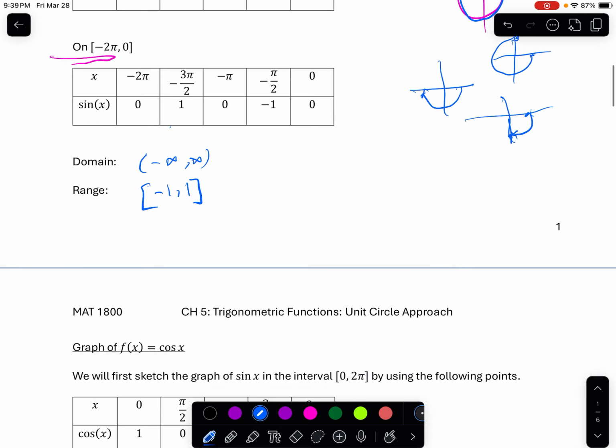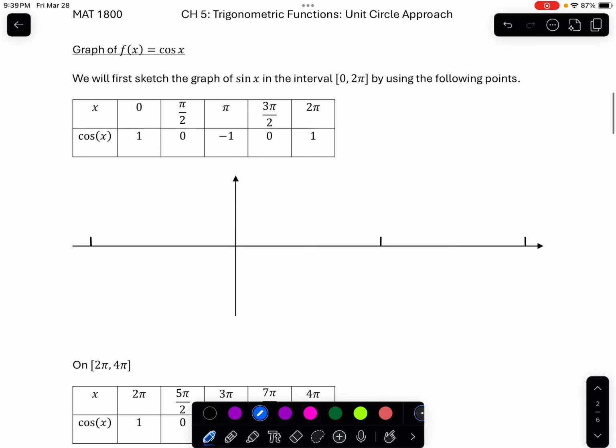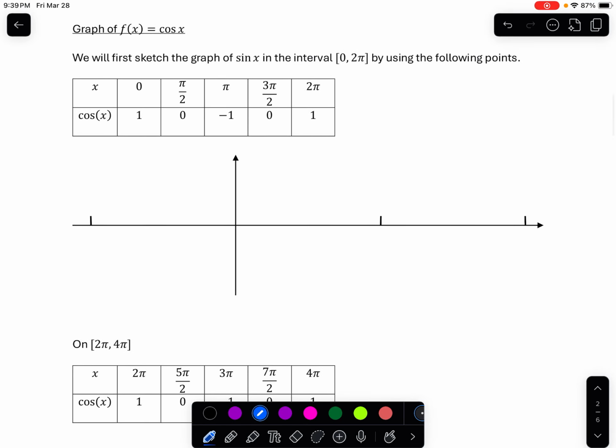So in the same way, now we will try to graph the cosine x. We will first graph it between 0 and 2 pi. Then we will graph it from 2 pi to 4 pi. And then we will try negative 2 pi to 0. So here now, the same 5 x values that I used for the sine x, but the cosine x will of course change. So at 0, the cosine x is 1.